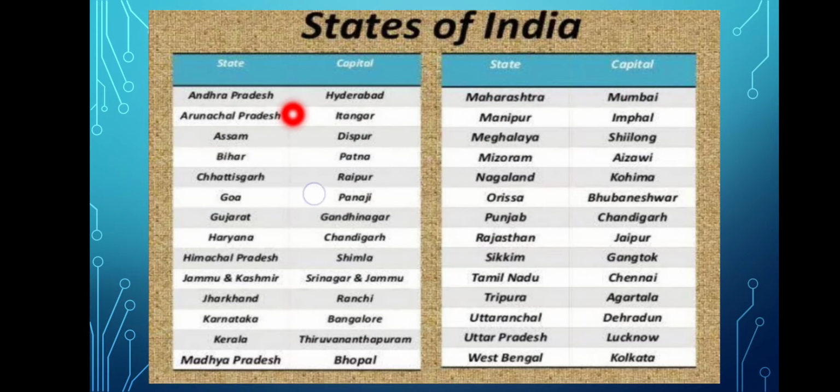Suppose Andhra Pradesh capital is Hyderabad, Bihar capital is Patna, Haryana capital is Chandigarh, Maharashtra, Mumbai, Punjab, Chandigarh, Rajasthan, Jaipur, Sikkim, Gangtok. Like this, all the names of the states and their capitals you have to memorize. Now, how you can point it out on the Indian map, that we will learn.